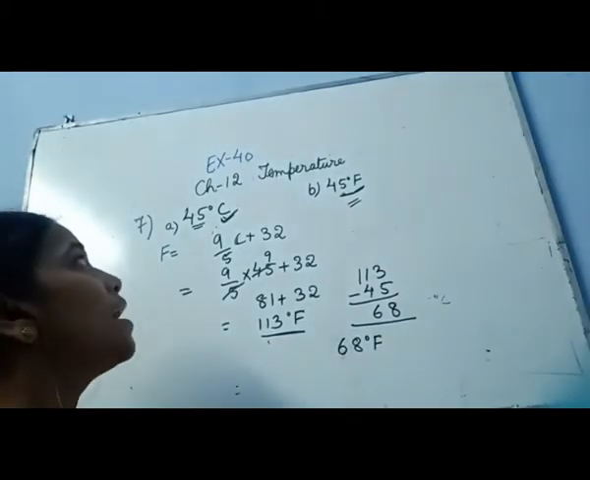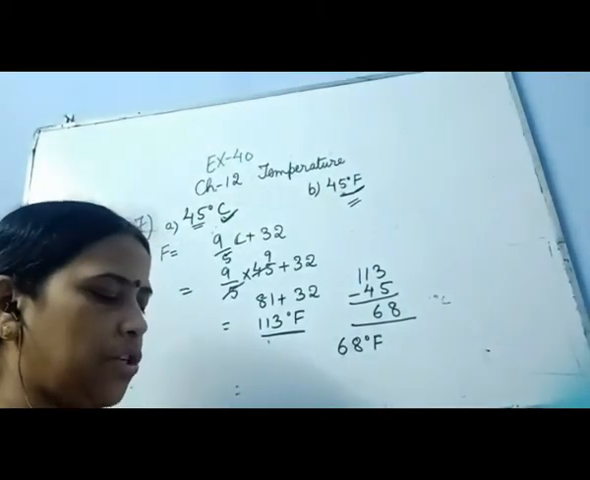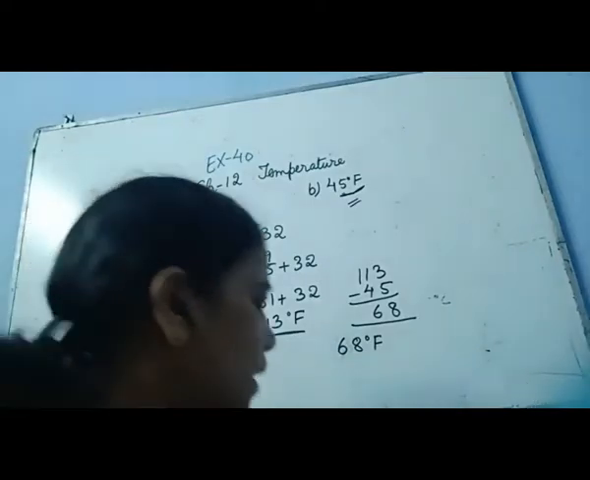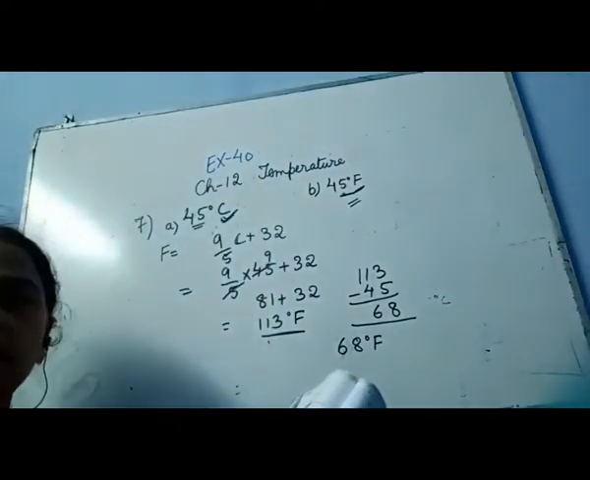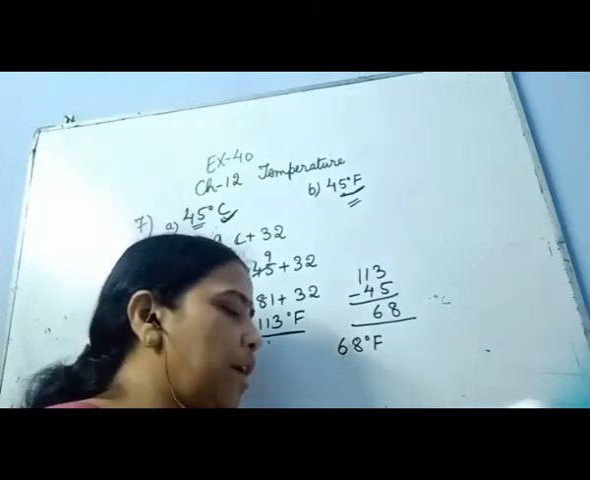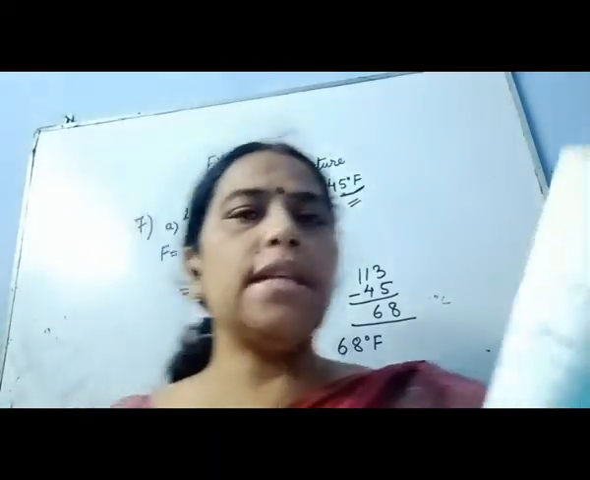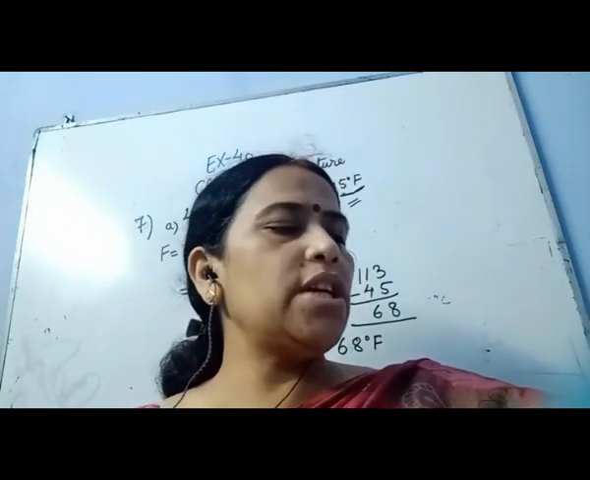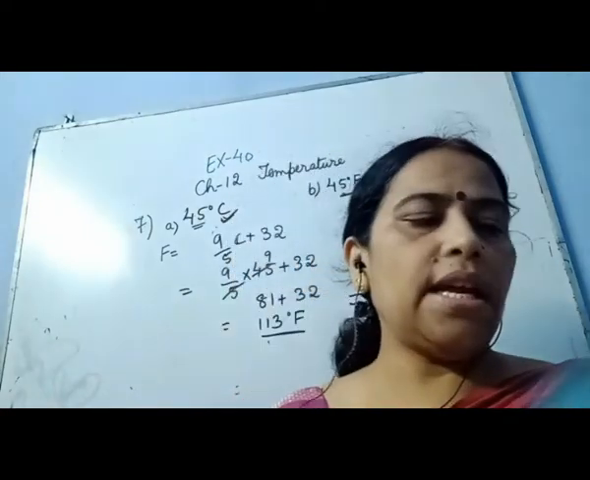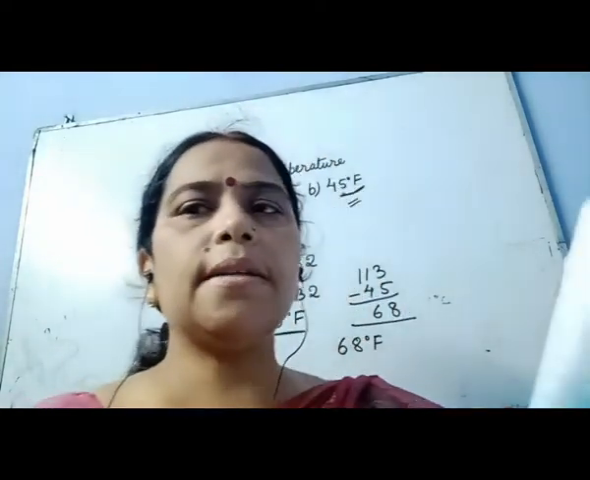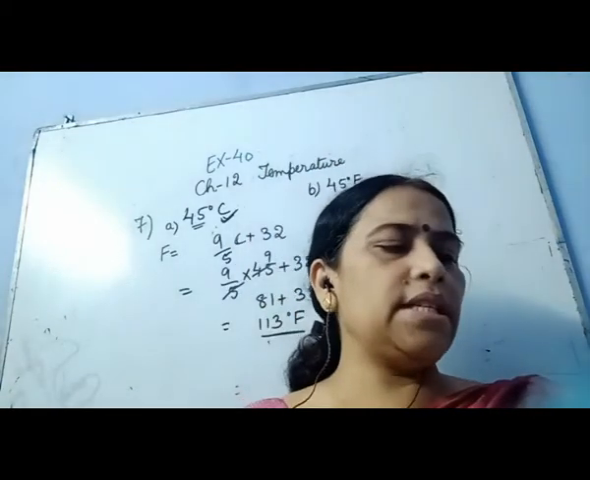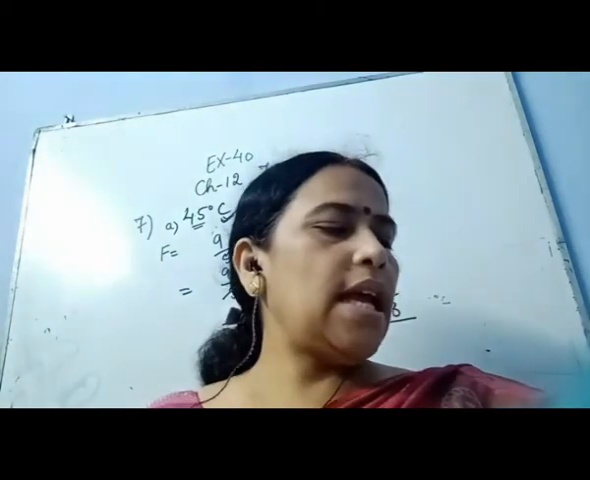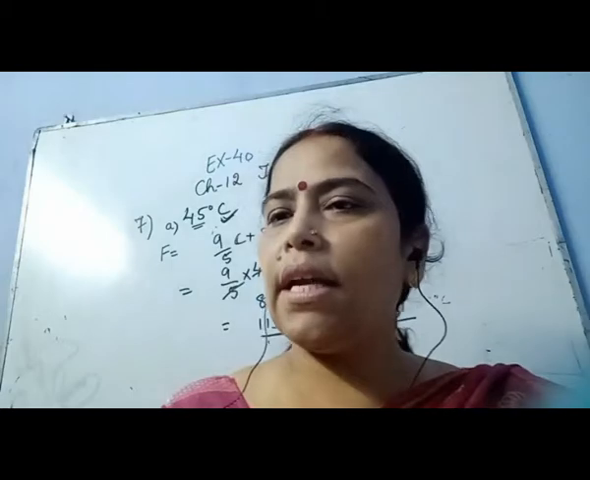Now in the next question, question number 9, what is said? That during the day the temperature in a town was 40 degrees Celsius. At night the temperature came down by 10 degree Fahrenheit. So here also you find that both temperatures have been given: 40 degree is in Celsius and 10 degree is in Fahrenheit.